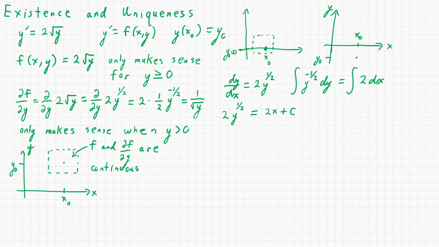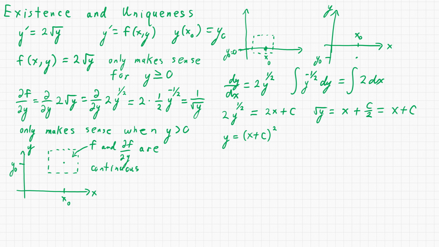Now, if we solve for y, first I'm going to divide by 2, so I get square root of y equals 2x over 2 is just x plus c over 2, but a constant over 2 is still a constant, so let's just call that x plus a constant. And then if I square both sides, we end up with just y equals x plus c squared. But there was something to watch out for right there.